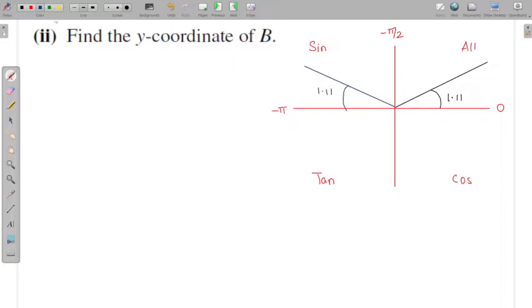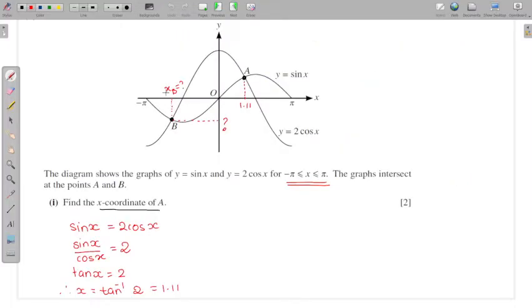Okay, and if I draw another line out here, so I have, this will also be 1.11. So I want to find out what is the x coordinate of B. So the x coordinate of B is basically the angle from here all the way to here. Okay, why is that? Because here the x value should be negative, right?